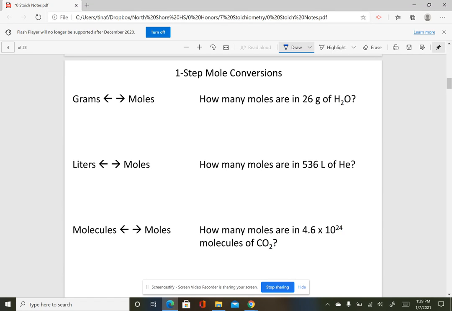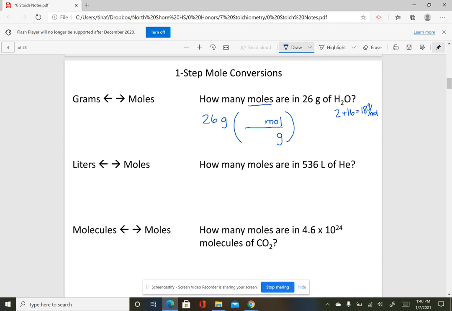So in my first question, they're telling me these are one-step mole conversions, which means we only need to use one conversion factor. So I would always start by writing out what I'm given. So in my first question, I'm given 26 grams of water, and they want me to convert to moles. So in order to convert to moles, I need grams on the bottom to cancel out with grams, and I need moles on top. So I'm going to need to use the gram formula mass of water as my conversion factor. So I would go to my periodic table. I would say, okay, 2 hydrogens weigh 2, 1 oxygen weighs 16. The gram formula mass of water is 18 grams per mole.